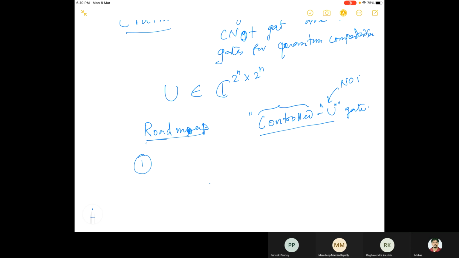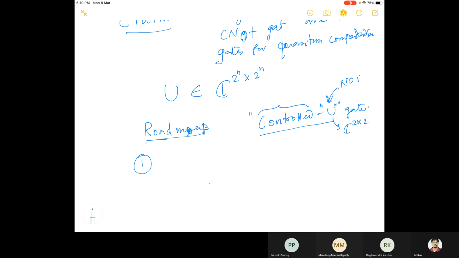So controlled U means one of the qubits is controlling another target. On the target qubit, this operation U will be applied. This is a 2 by 2 matrix. Let's say U is a 2 by 2 matrix, so this belongs to C to the power 2 cross 2.